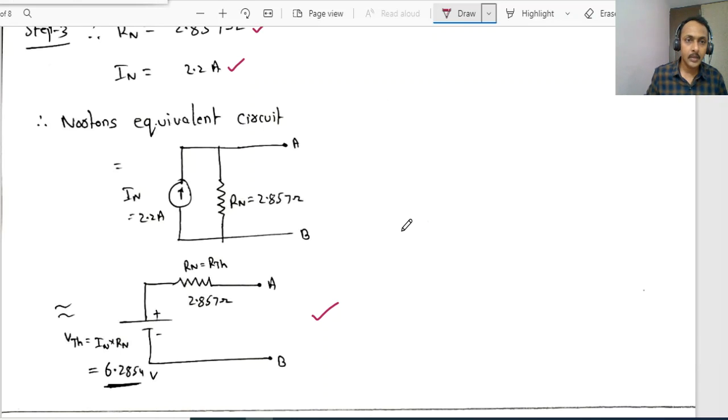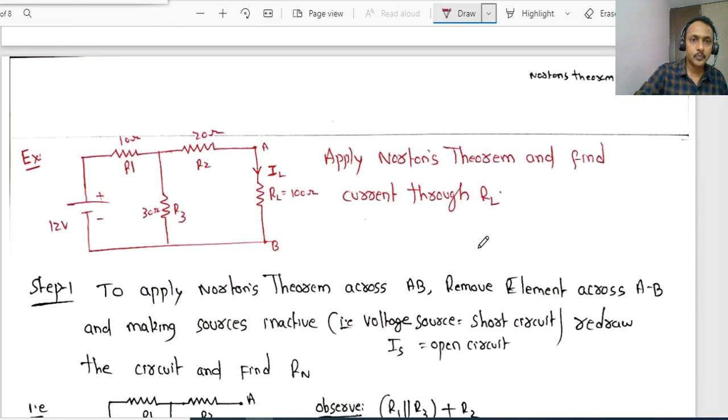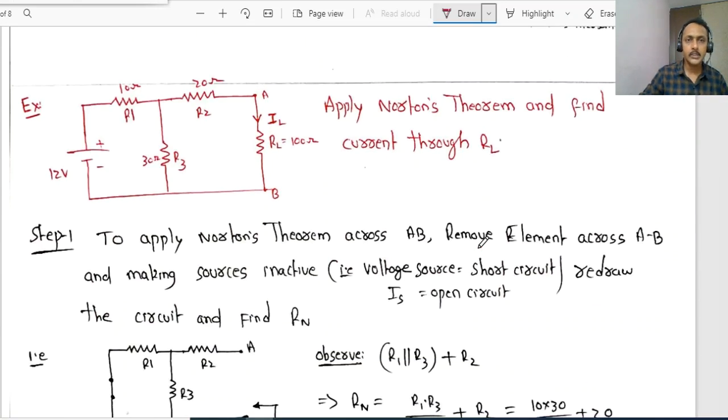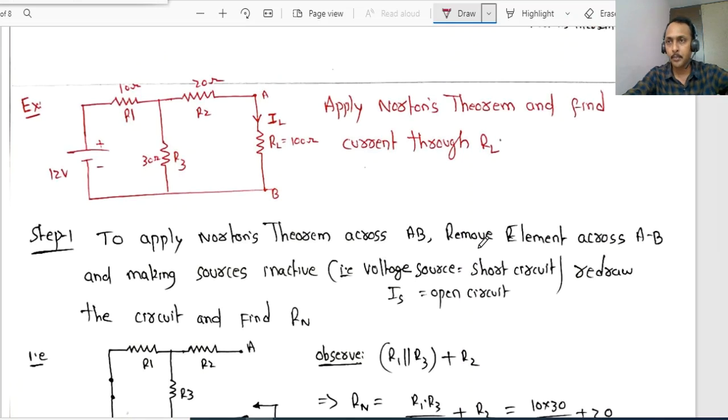Next, let me see one more example, dear students. Now he's asked us to calculate the Norton's equivalent, Norton's theorem. Find the current through RL.